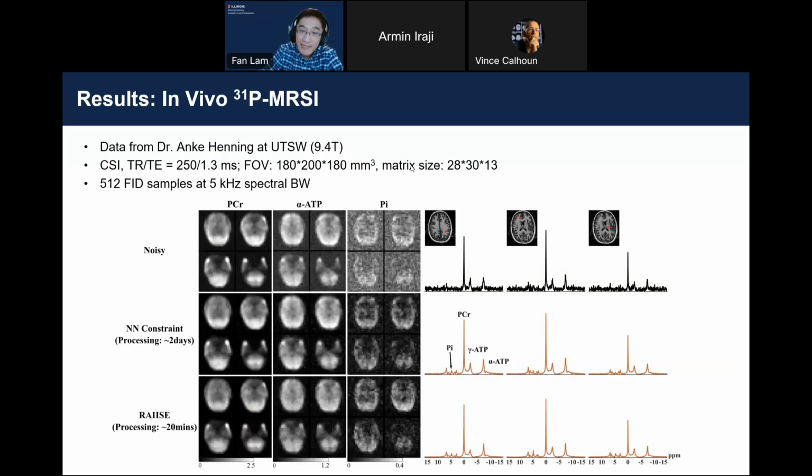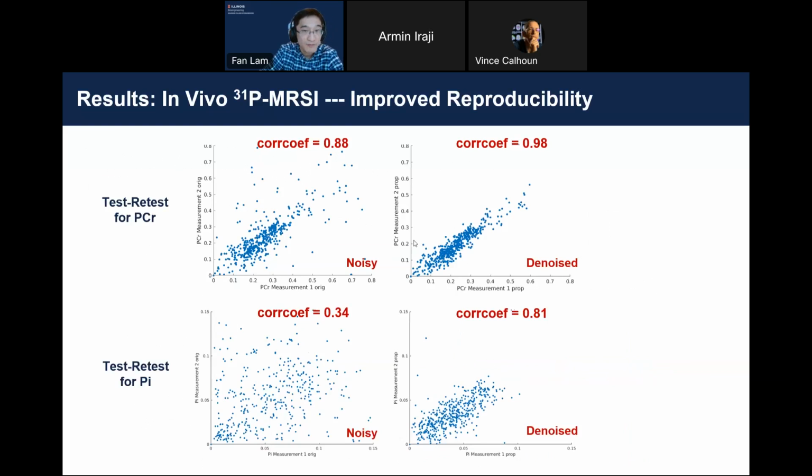And this is a 9.4 Tesla phosphorus MRSI scan. If you look at the noisy data compared to the data denoised using our neural network constraint, we are seeing much better spatial distribution and a much better spectral structure. And we are better reconstructing some weak metabolite components. And again, comparing the direct formulation versus our RACE reformulation, the reconstruction time is much, much faster due to the more efficient computation with similar performance.